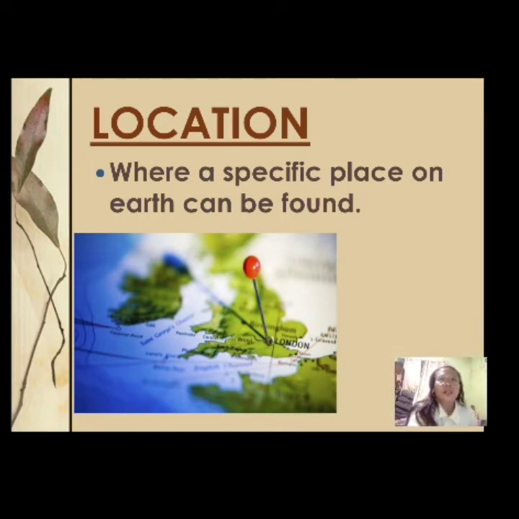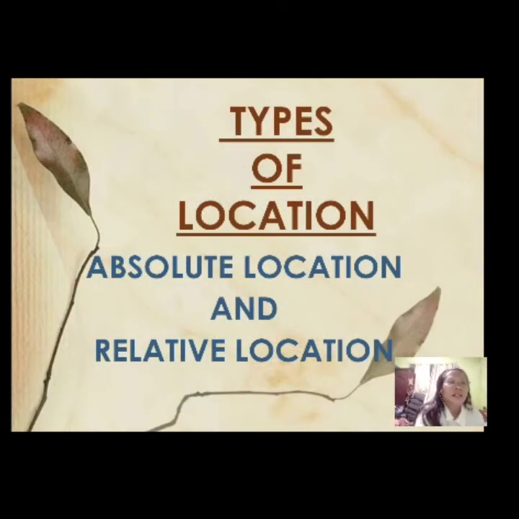A location is a place where a particular point or object exists. It is important in terms of geography and is usually considered more precise than a place. It is described using latitude and longitude and has sets of coordinates. Locations are of two types, the absolute location and relative location.